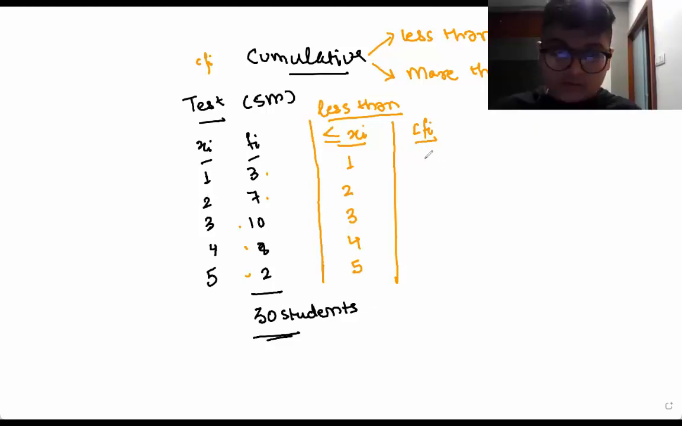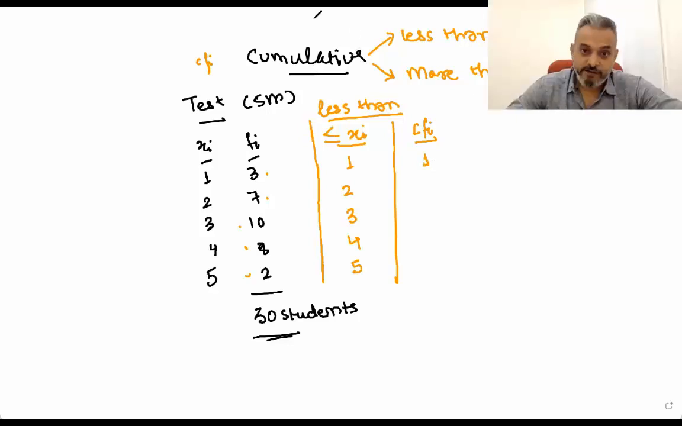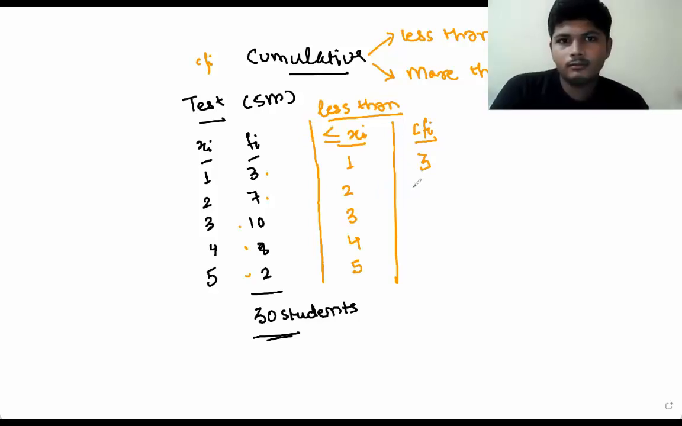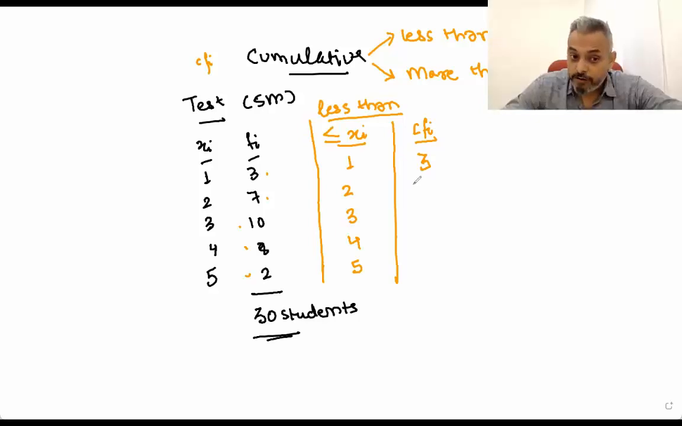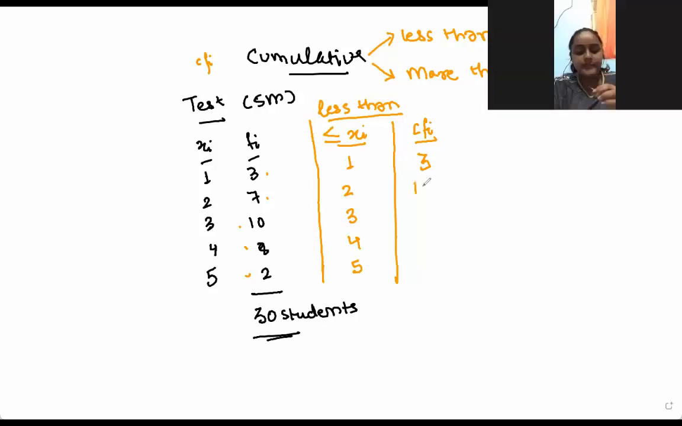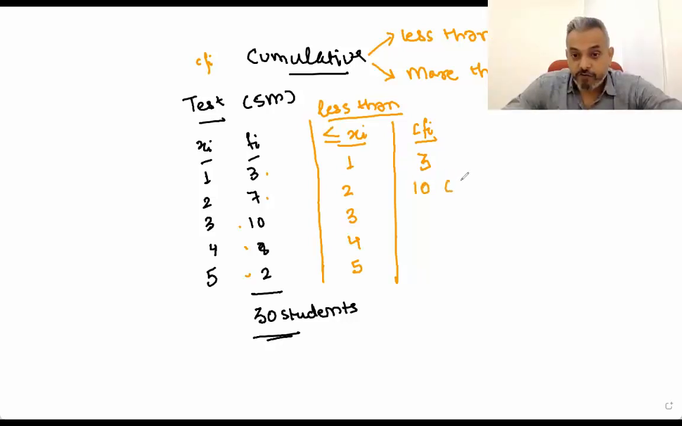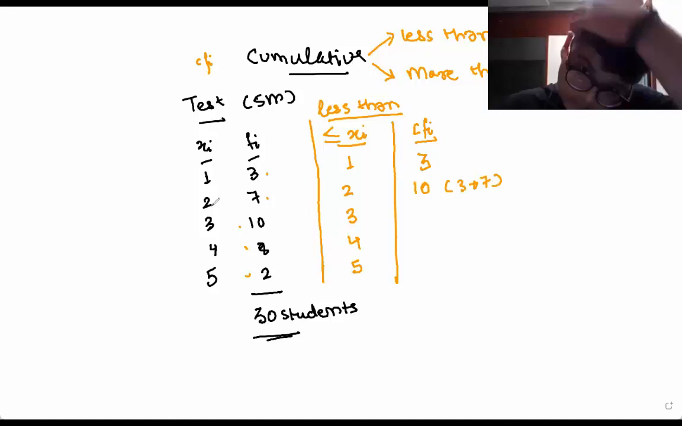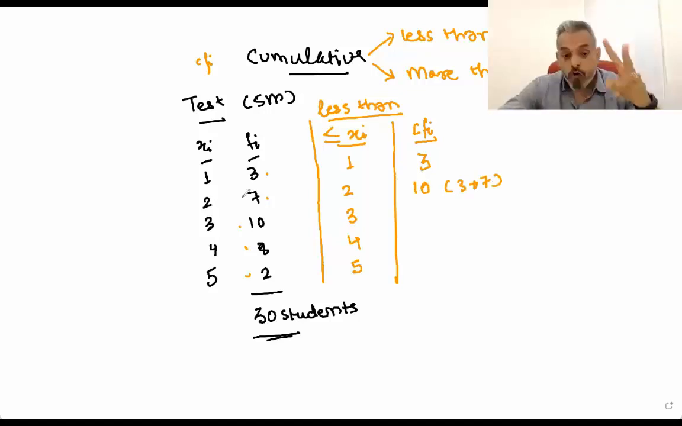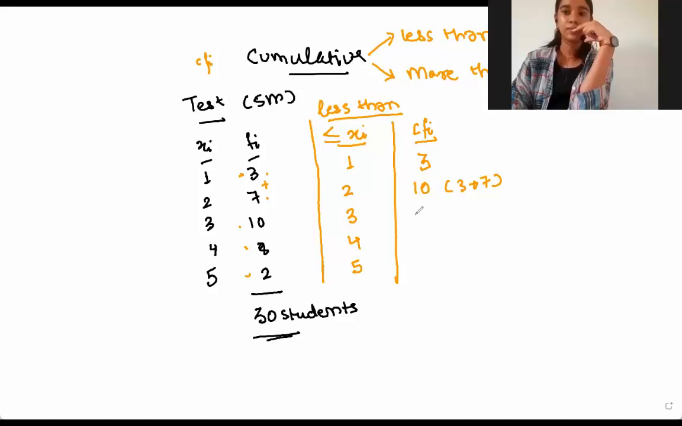3 students. Yes, very good. 3 students are there who got less than equal to 1 mark. Okay, less than equal to 2 marks. How many students are there? 10. कैसे आया 10? 3 plus 7, क्योंकि 2 मार्क लाने वाले 7 स्टूडेंट और 2 से कम मार्क्स लाने वाले ये 3 स्टूडेंट. So 3 plus 7 which is equal to 10.